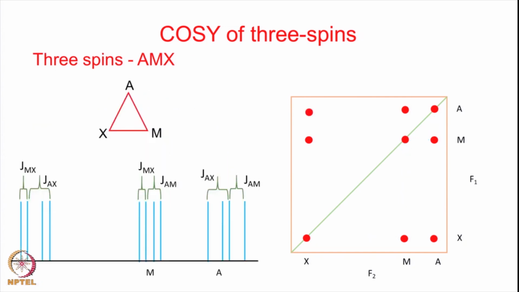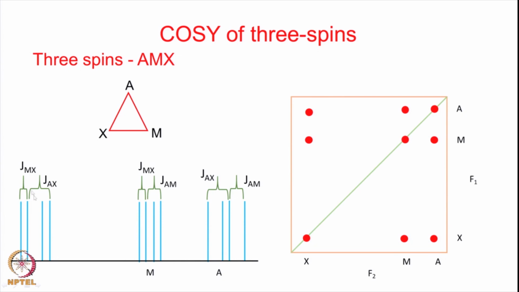Now there is the other type of 3 spin system, the so called triangular AMX spin system, and here each spin is coupled to the other two. So A is coupled to X and A is coupled to M, and M is also coupled to X. Therefore all the 3 spins now appear as doublets of doublets, but their fine structure will depend upon the relative magnitudes of the coupling constants.